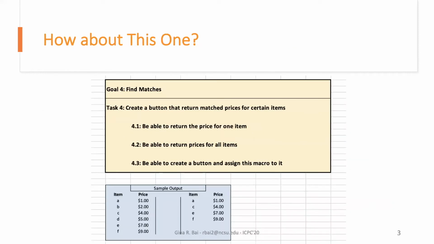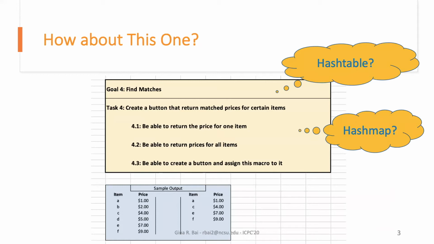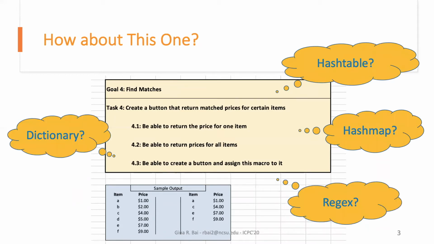How about this task in VBA? We ask participants to write a VBA program that can look up the items in the table and return the matching price of the specific items. There are data structures, such as hash table and hash map, or APIs like dictionary and regex in other languages, such as Java, that can support this functionality. We know the terminologies in Java, but are they the correct ones to use in VBA?